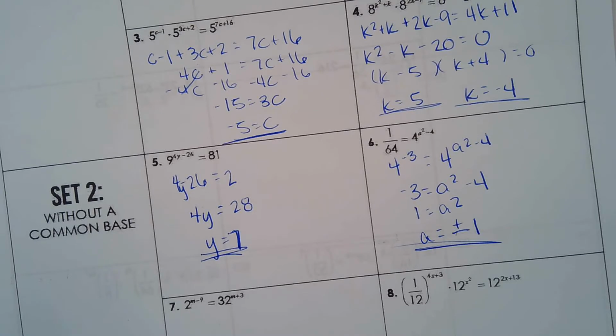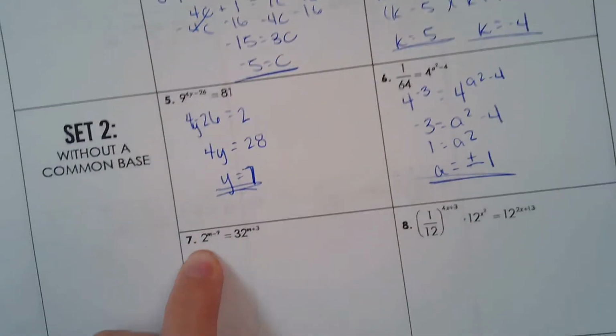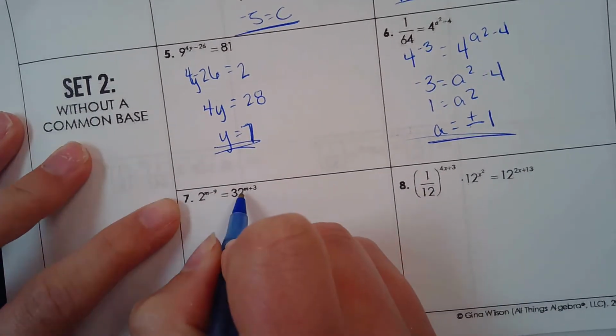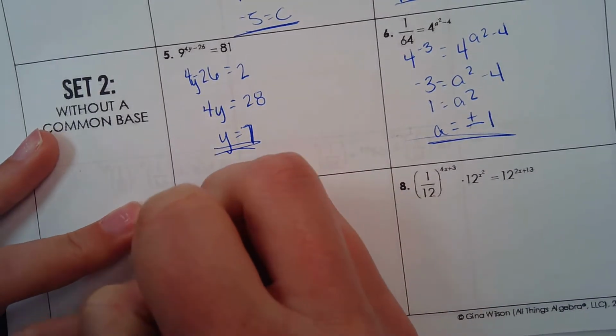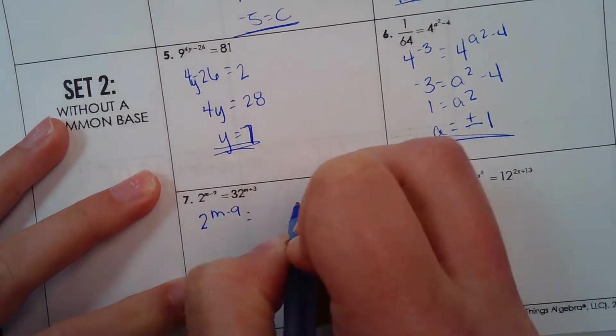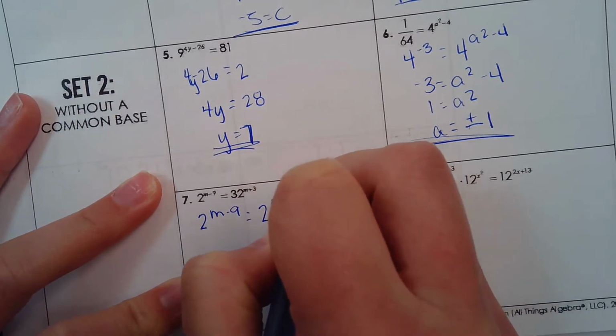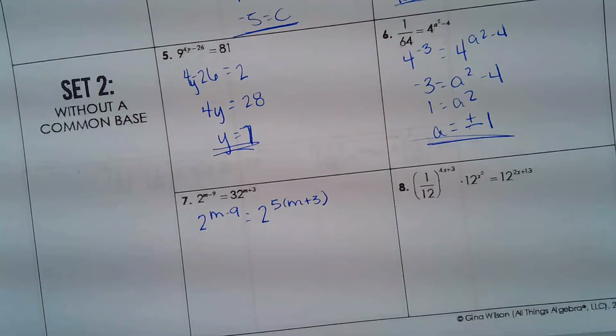So looking at number 7, we've got a base of 2, and then we have a base of 32. So could we rewrite 32 as 2 to some power? Yeah, to the 5th, right? So because there's other stuff happening here, it's a little bit different. So we'll have 2 to the 5th times n plus 3. That's the only difference. So not too bad there.